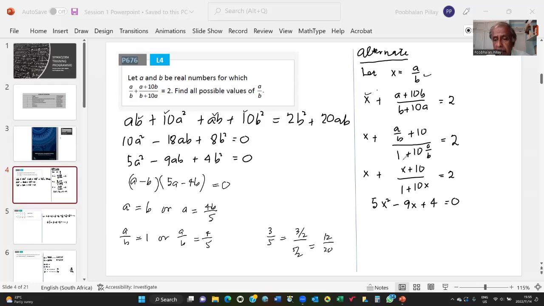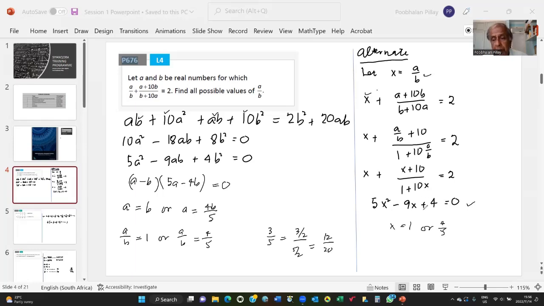So if you replace a over b by x, because x is equal to a over b, then you have a single equation involving x. And when you simplify that, you will get this equation here, and this is a trinomial in just one variable, namely x. And then you can solve for x here. It's exactly the same as that. And when you solve for x, you'll get two values. x is 1 or 4 over 5, which is x is a over b, you see? So you will get those two values.